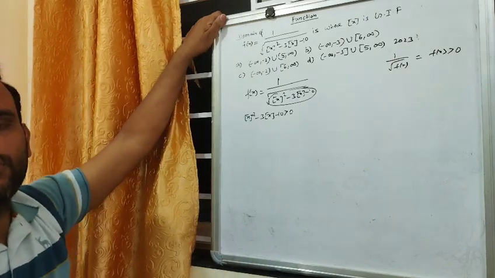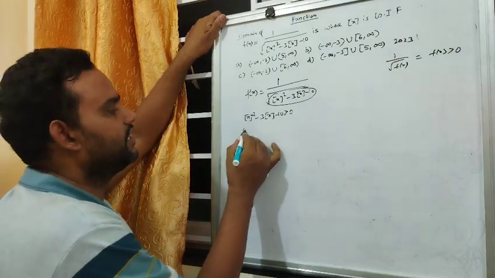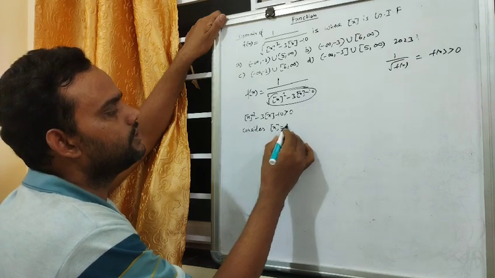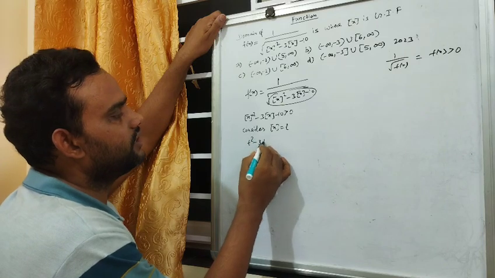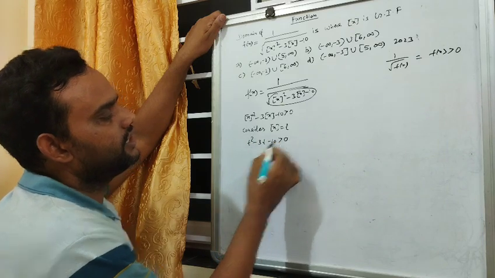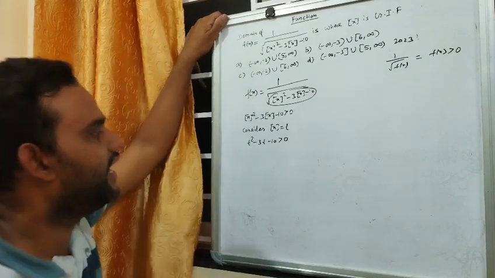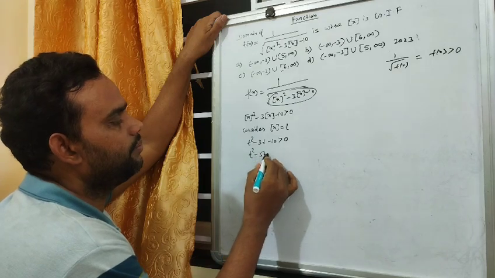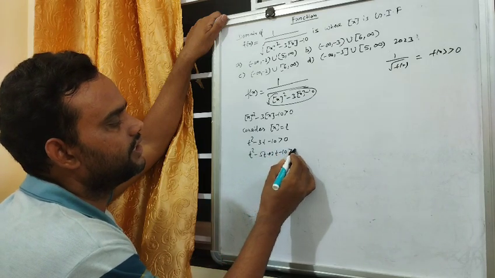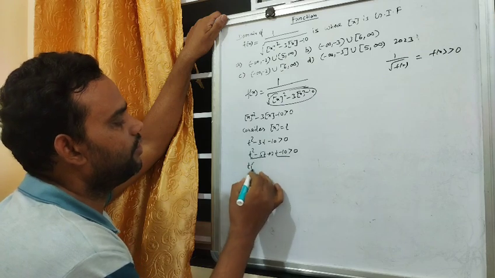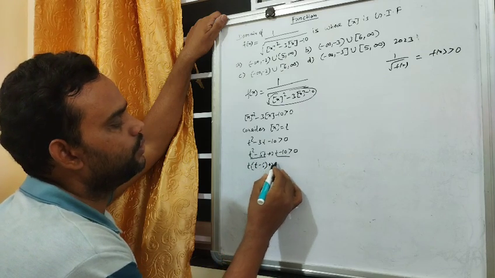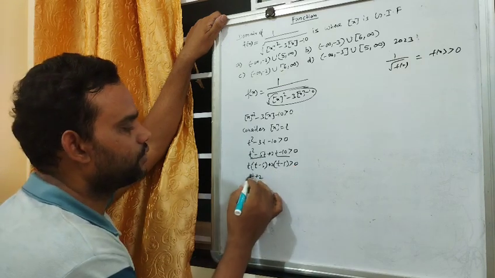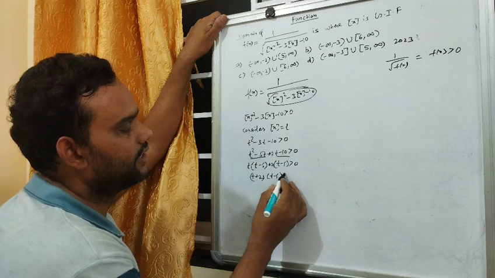Now how to factorize? To make it a simple question, we consider greatest integer x equals t. So this is nothing but t square minus 3t minus 10 is greater than 0. Now we can factorize this: t square minus 5t plus 2t minus 10 is greater than 0. T is common, t minus 5, and 2 is common, t minus 5 greater than 0. So what we write here: t plus 2 and t minus 5 greater than 0.